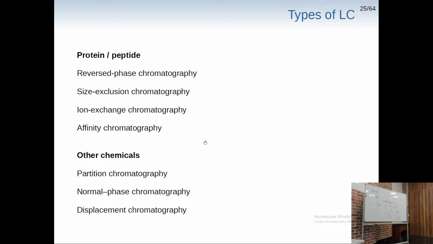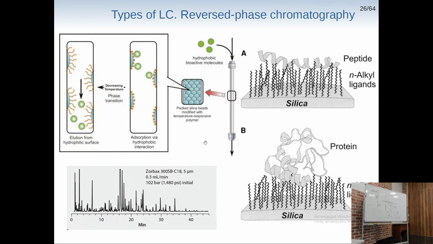There are other types of chromatography which we are not using extensively in proteomics, like partition chromatography, and normal phase chromatography, which is mostly for lipids. Displacing chromatography, we will not be covering them. But let's cover reverse phase chromatography. Reverse phase chromatography has a really simple stationary phase. It's some bits of silica to which 18 CH2 and CH3 groups are linked. What do you think? This molecule, is it hydrophilic or hydrophobic?